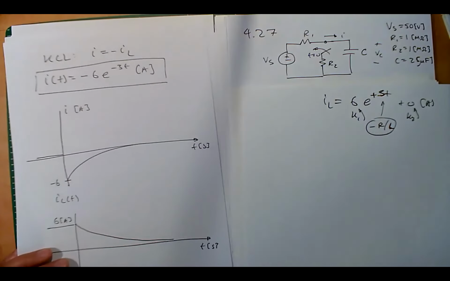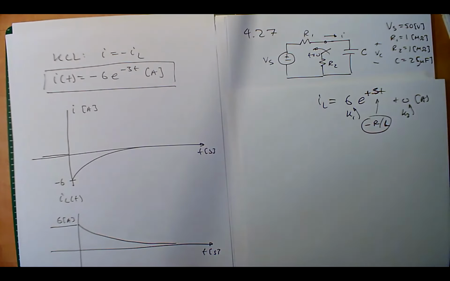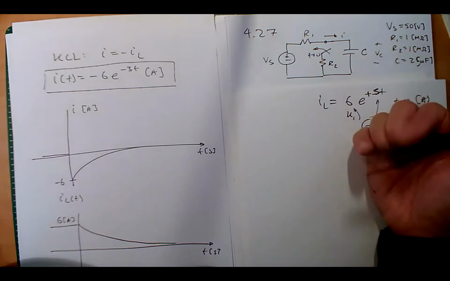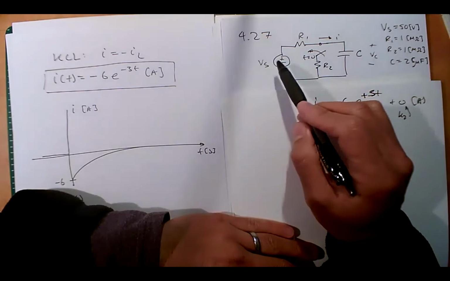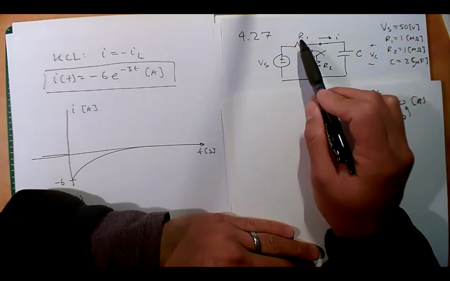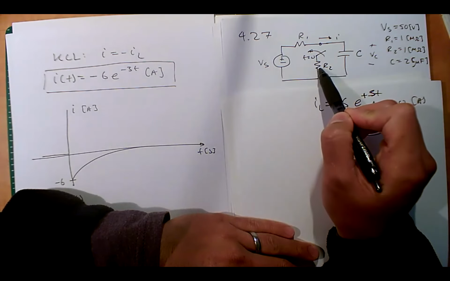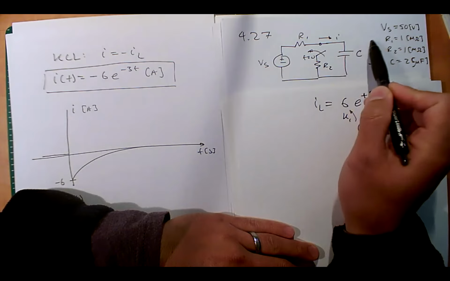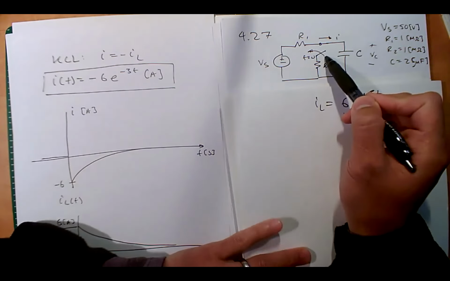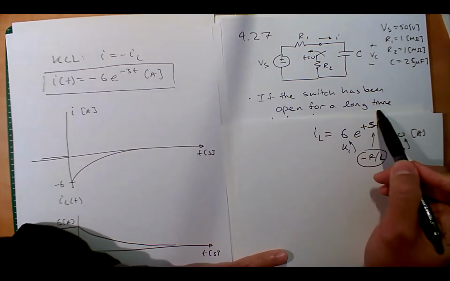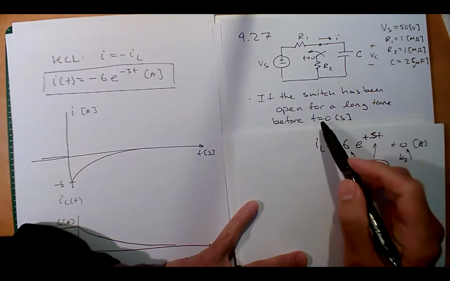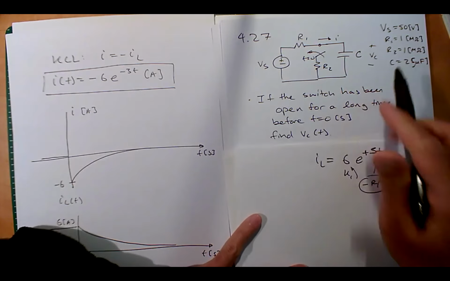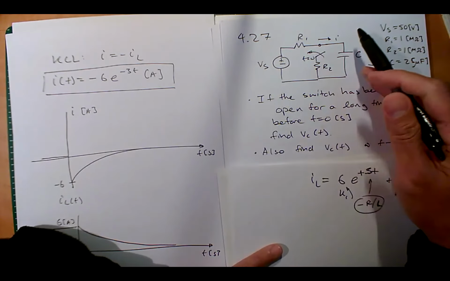Okay, let's do another problem. So this problem is a capacitor one now. Okay, so what do we have here? We have the capacitor. They've given us a bunch of values, 50 for this voltage supply, 1 megaohm, okay, and then 2 microfarads. What did they say about this switch? If the switch has been open for a long time, so when you hear a long time, that means it's reached steady state, before t equals 0, find VC of t after the switch closed, okay?